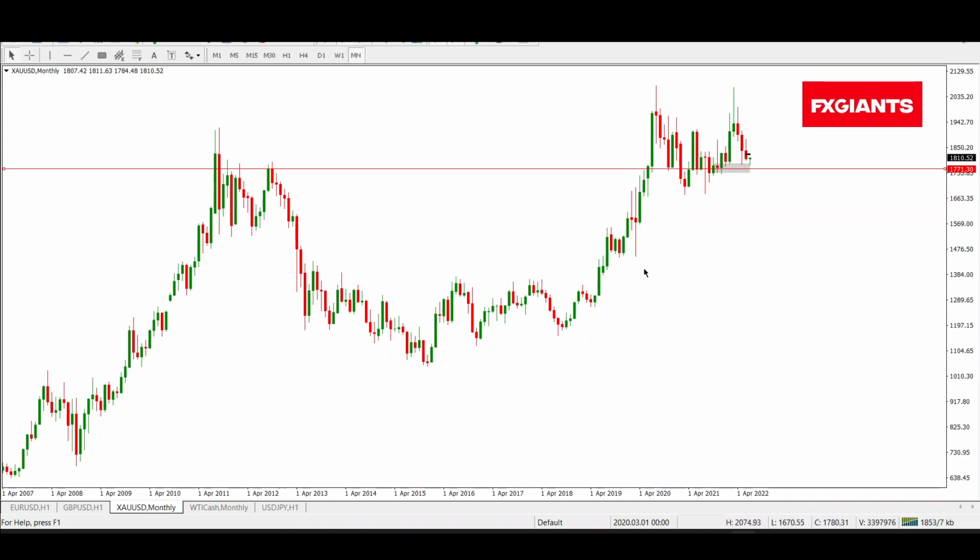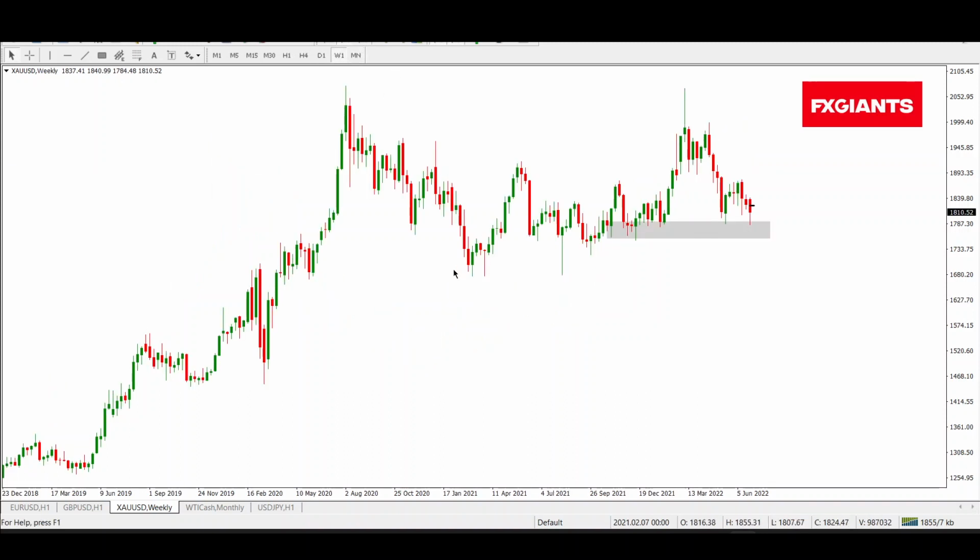All right, looking at gold from the monthly time frame, you can see that the whole of this red line here is a support, a resistance turned support. Price has come back into that region, and we are still respecting that zone. So let's go lower to get clarity.